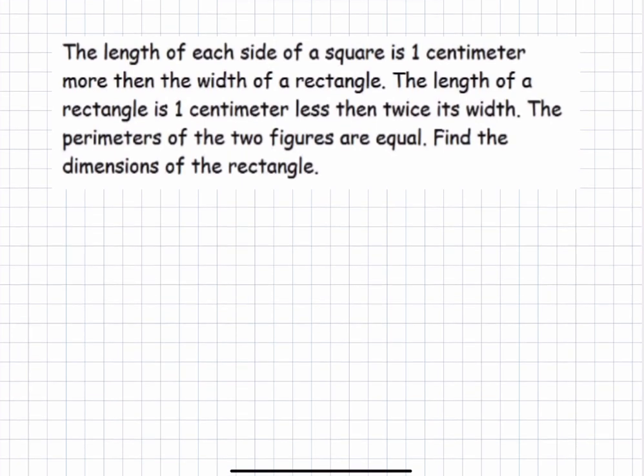The length of each side of a square is 1 centimeter more than the width of a rectangle. The length of a rectangle is 1 centimeter less than twice its width. The perimeters of the two figures are equal. Find the dimensions of the rectangle. There's a lot to this problem, but let's go step by step. So we know there's a square and there's a rectangle.